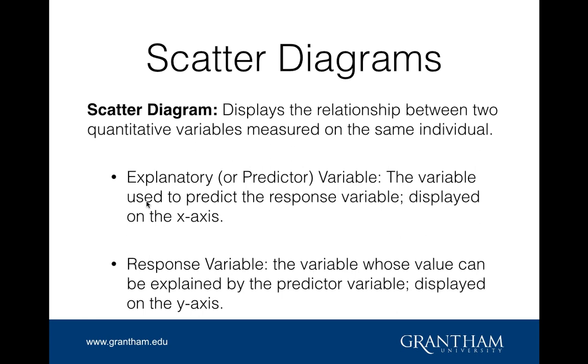Now, what am I trying to predict? I'm trying to predict a GPA, and so the GPA would be the response variable. If I were to draw a scatter diagram, the GPA would be on my y-axis, my vertical axis, and my SAT score would be on my x-axis, my horizontal axis.